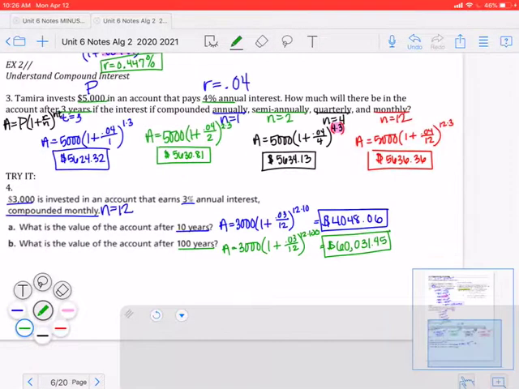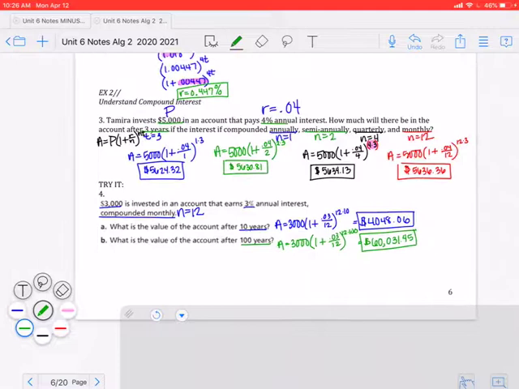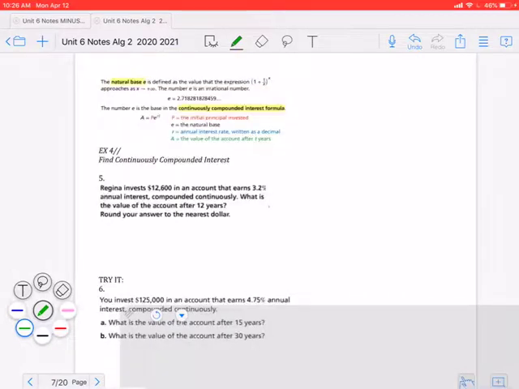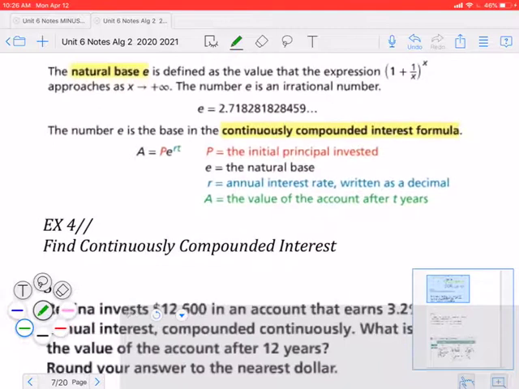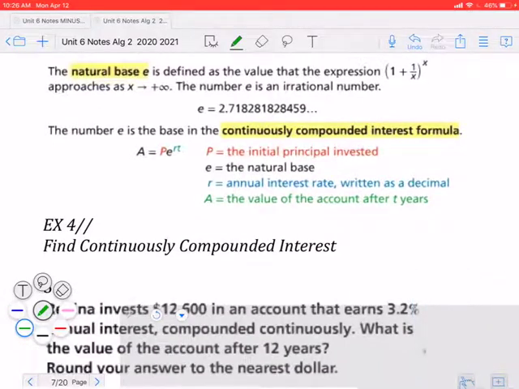Again, please check that you can do these on the calculator. There's one last problem with a new formula. So there's something called continuous compounding. If instead of compounding monthly, daily, weekly, or whatever, it's continuously compounded, that has a different formula. I call it the PERT formula. A equals P times e to the power of RT.